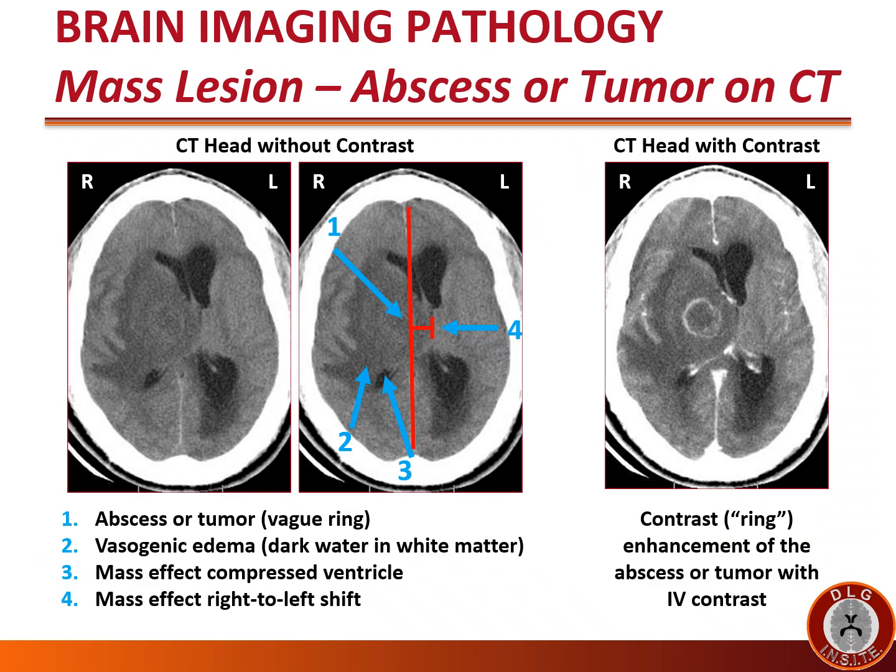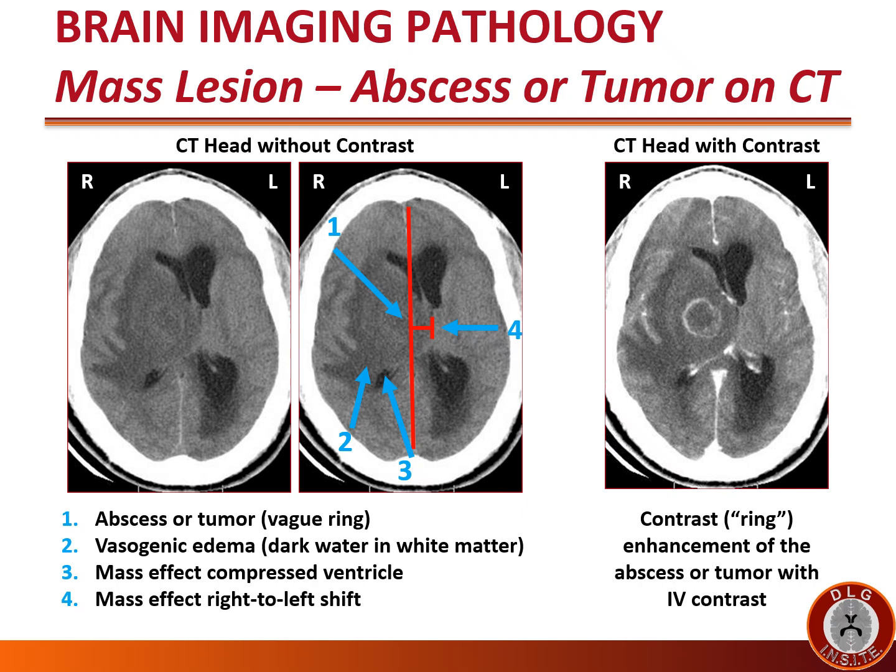Now let's look at mass lesions on CT, and specifically an abscess or tumor, which appears similarly on CT. On the left, we have a CT scan without contrast, one without markings and one with markings. You can see from the markings, number 1 shows the center of this abscess. You can see a vague ring around it. The number 2 is pointing to the vasogenic edema, the dark water that's in the white matter only. It's not involving the cortex.